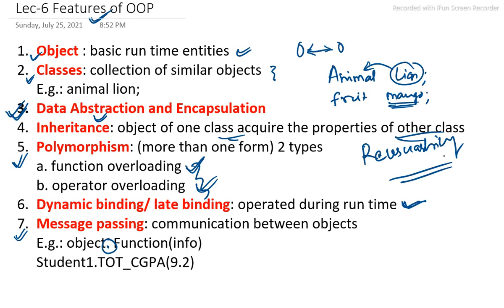Here a message from one object is a request for the execution of a particular procedure or function. Like if student1 is an object and the student1 object demands the total CGPA, some information will be passed inside the function for that particular student. So this is a small glimpse, briefly describing the features of object-oriented programming.